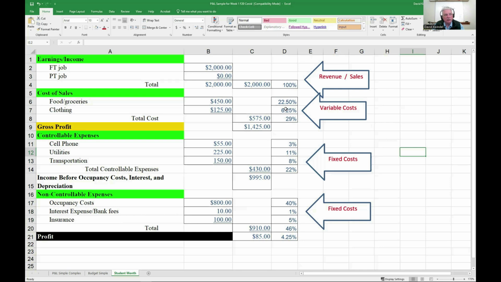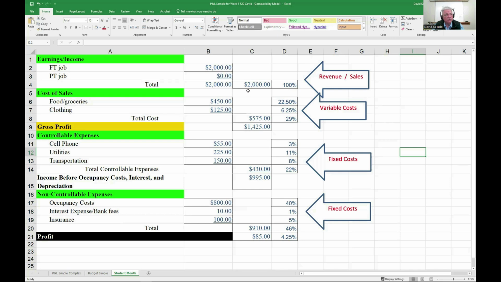So this 29 is not the total of these or the sum or division or average, nothing like that. What this number is, these two added together, your expenses, 450 plus 125 equals 575. And your total revenue income is 2,000. So now it's 575 divided by 2,000 gives you 29%. This number is not related to these numbers. That's really important. Sometimes it works out, sometimes it doesn't. But what this number is, is 575 divided by 2,000.